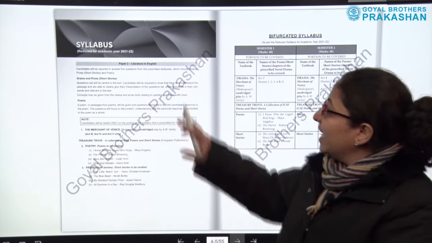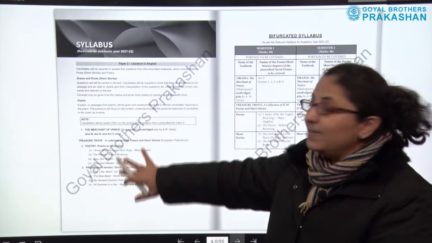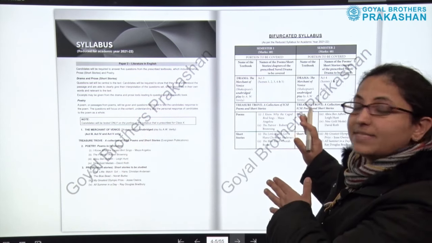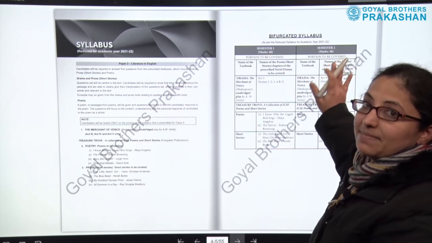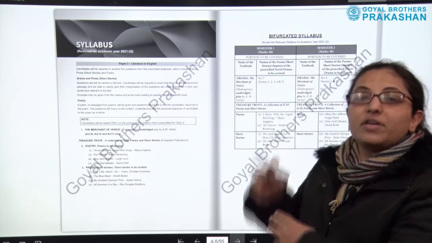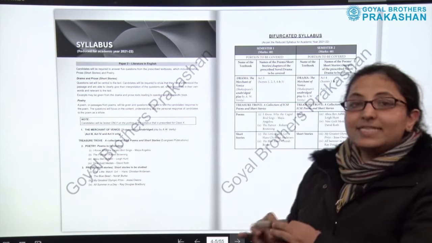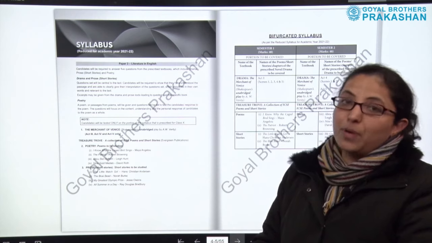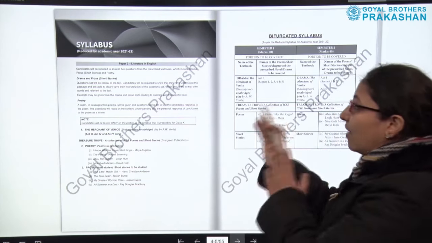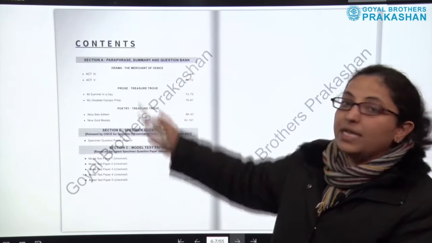To start with, the complete syllabus is given at the beginning. You can see the complete syllabus is given here. After the syllabus, the bifurcated syllabus is given for semester 1 and semester 2. As you all know, both the semesters are for 40 marks each, but we will be talking only about semester 2, since semester 2 examinations are going to happen, and this book is based on semester 2 examinations. After the syllabus and the bifurcated syllabus, the contents are given here.